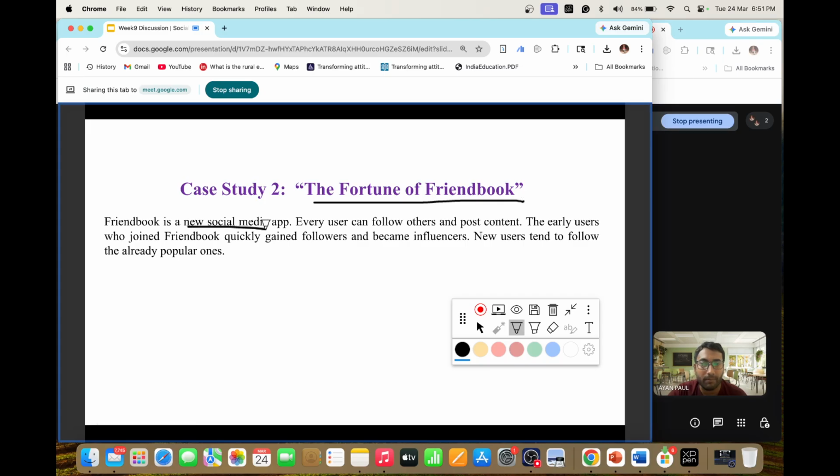Friendbook is a new social media app. Every user can follow others and post content. The early users who joined Friendbook quickly gain followers and become influencers. New users tend to follow the already popular ones.